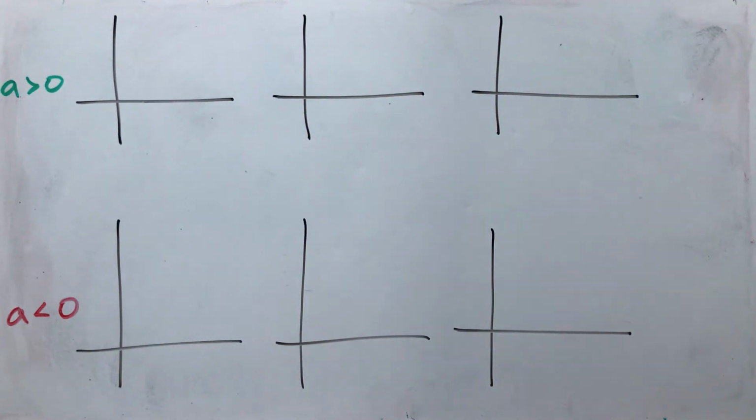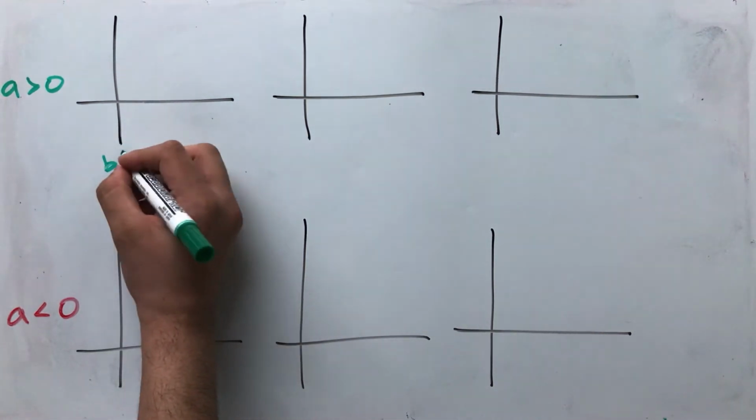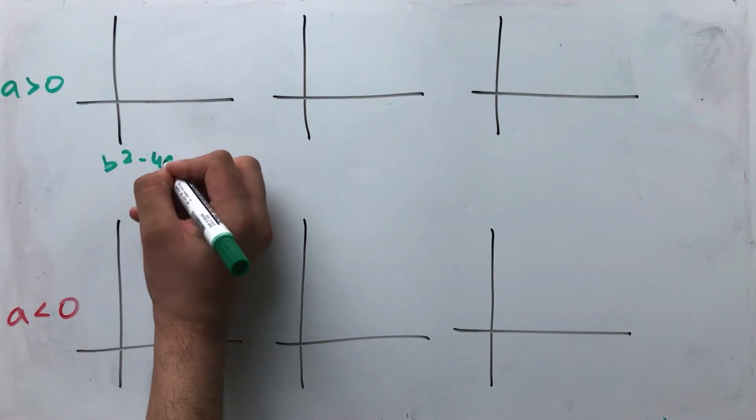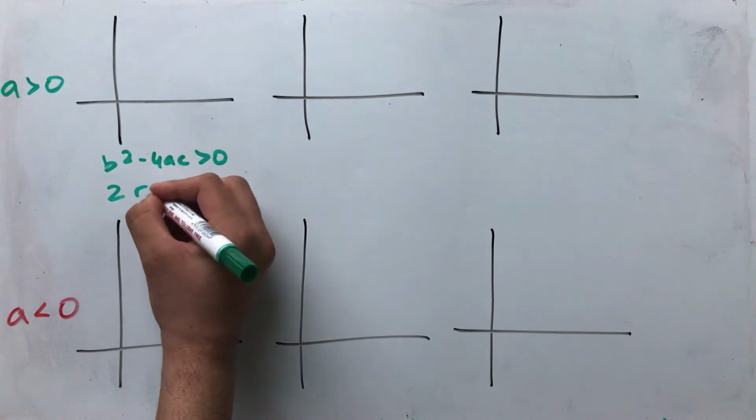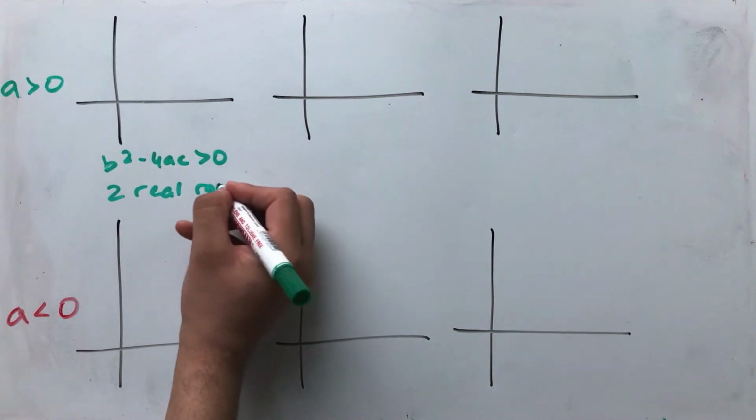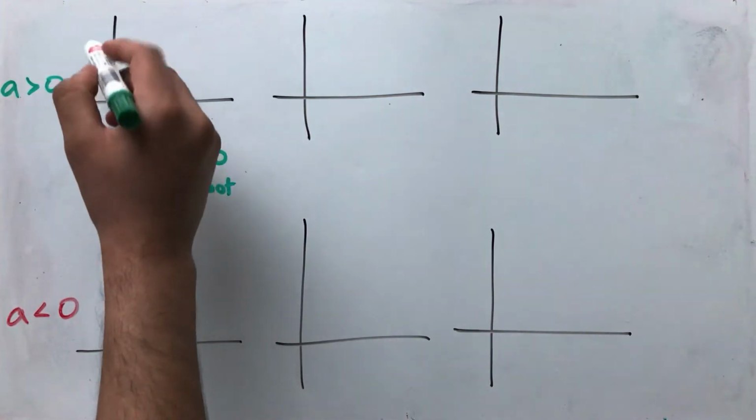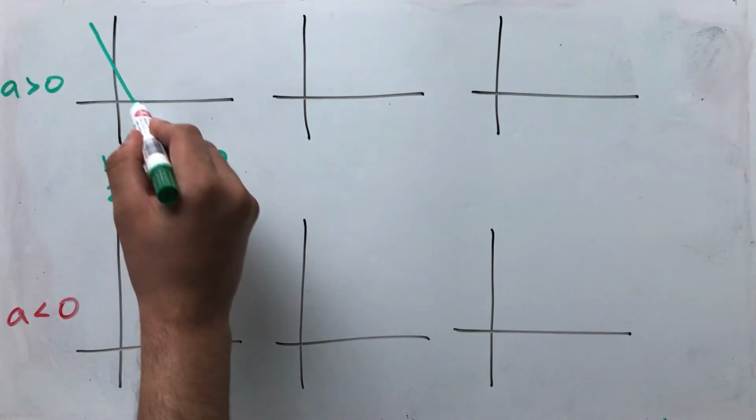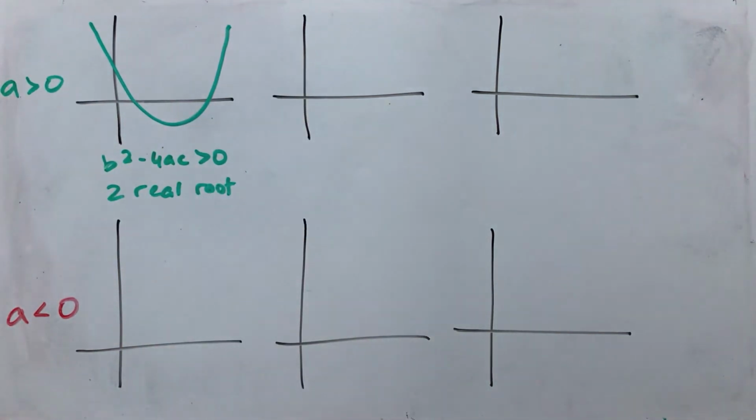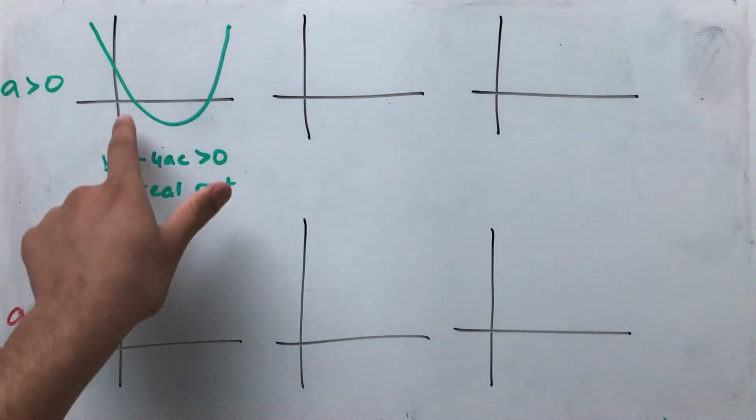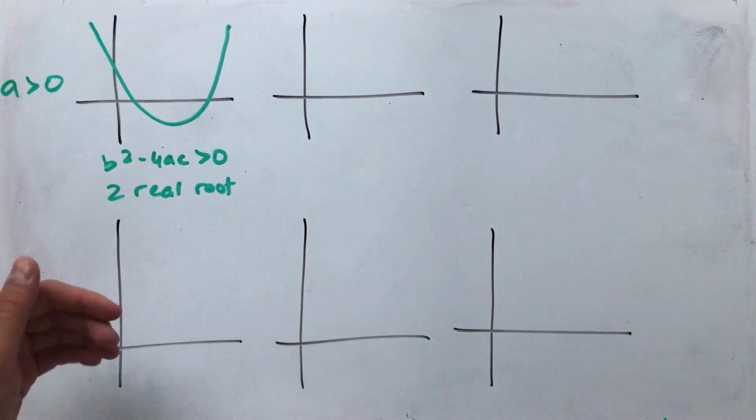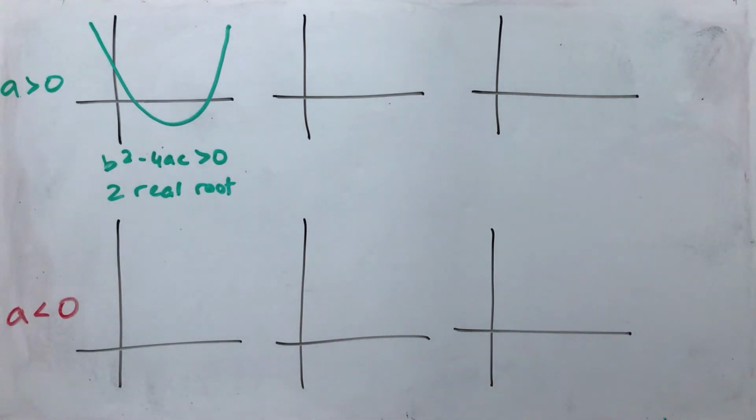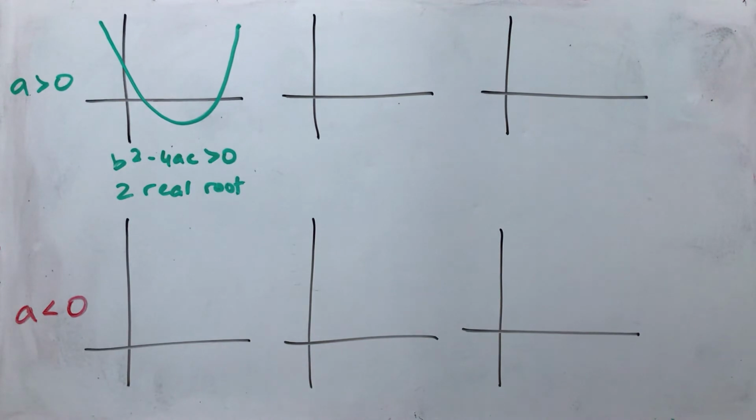So, if b squared minus 4ac is greater than 0, this will have 2 distinct real roots. For this one, the graph will look like this. From the last video on quadratic graphs, you know that these 2 are roots. Wherever the graph crosses the x-axis means there's a root, means there's an answer, means there's a value of x to find.